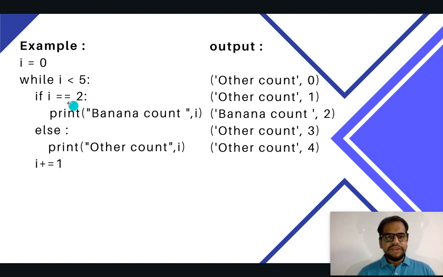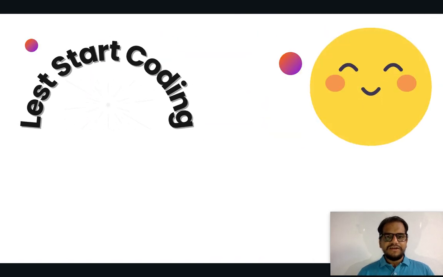It means that as the loop runs 5 times, only when it finds i equal to 2 does it print banana count, so 2 is shown here. The others are other count 3 and other count 4. After the condition is not satisfied, meaning false, the loop stops there. We can check these things in a practical way also. So next, let's start the coding.